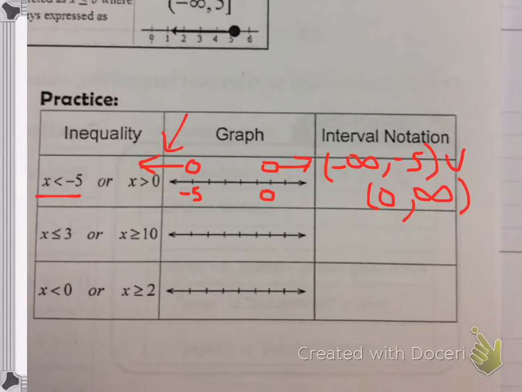So our interval notation would be two intervals because we have two parts of our graph showing. These next two work exactly the same way. If you have any questions, come see Mrs. Clark.